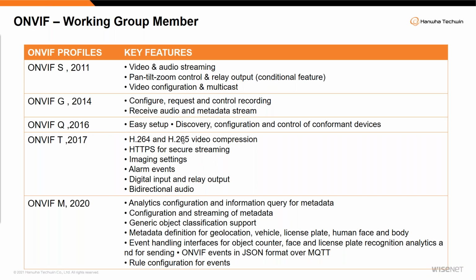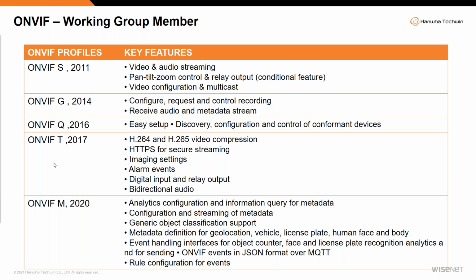Then ONVIF T is more about H.265. Having said this, just because your camera has ONVIF Q, it does not mean it is superior to S. ONVIF Q is addressing easy setup, easy discovery, configuration, control. That's it. It is not talking about ONVIF S. So you should have ONVIF S plus ONVIF G plus ONVIF Q plus ONVIF T. That's the idea. You should have as many as possible. That is how you should look at ONVIF standards.